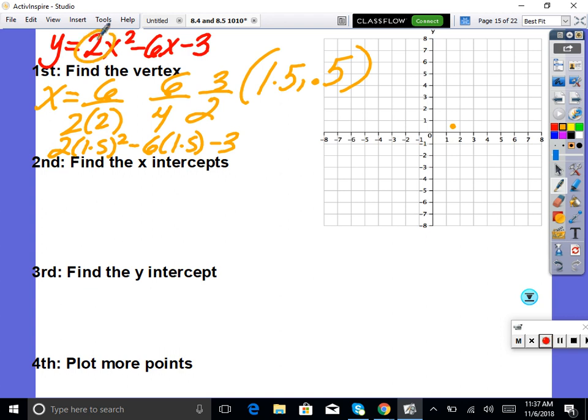So will it have x-intercepts if that's our vertex? No, but I thought I created this problem to have x-intercepts. So let's see. Does it factor? Well, it multiplies to be -6 and adds up to be -6. Nothing. So it doesn't have x-intercepts. So that's okay though. So we're not going to be able to find x-intercepts. So then find a y-intercept. The y-intercept is when x equals 0. So then that would be 0, comma, -3.